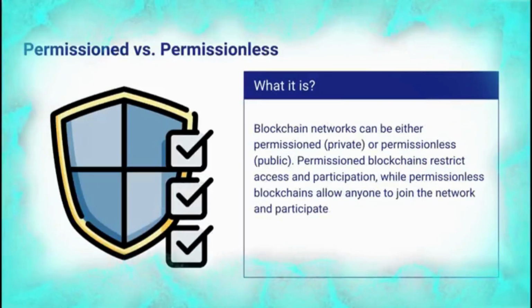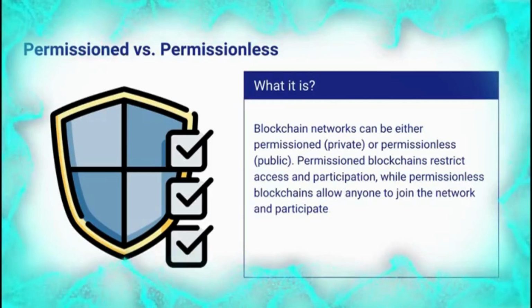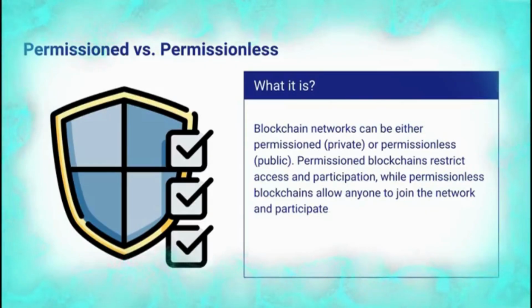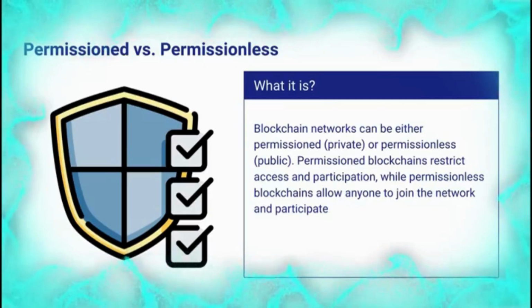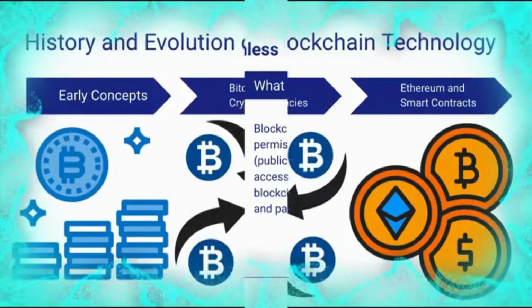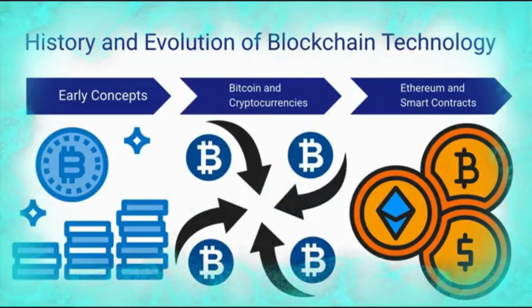Permissioned versus permissionless. Blockchain networks can either be permissioned, meaning private, or permissionless, meaning public. Permissioned blockchains restrict access and participation, while permissionless blockchains allow anyone to join the network and participate. Now let's move on to the history and evolution of blockchain technology.